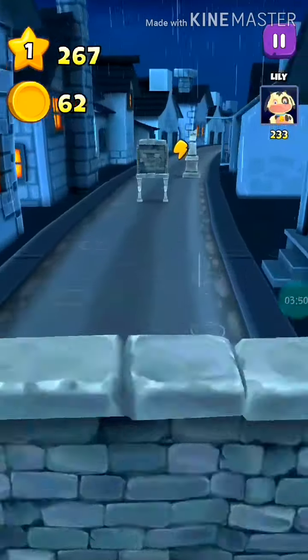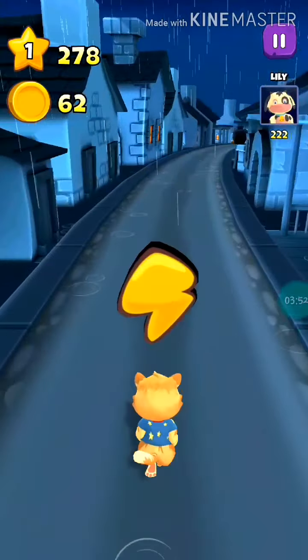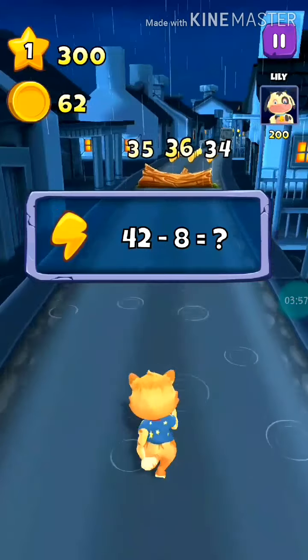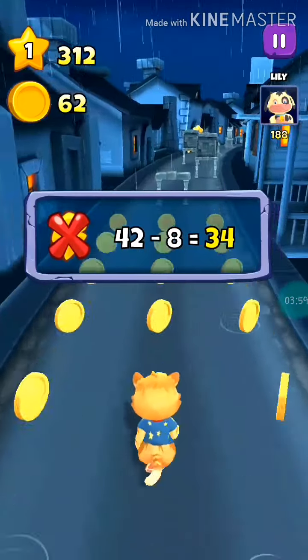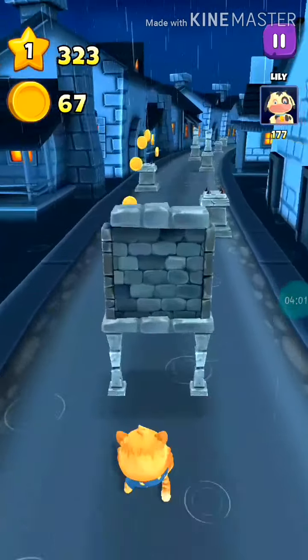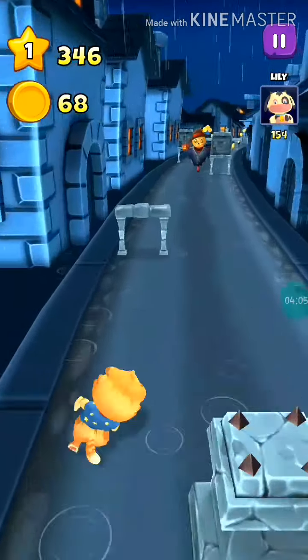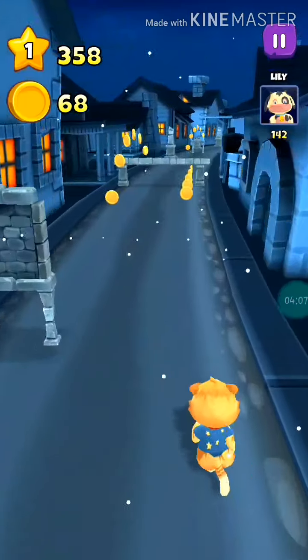In this way maths questions will come. 42 minus 8. Our answer was wrong. Actually I jumped from the wrong side. That's why.